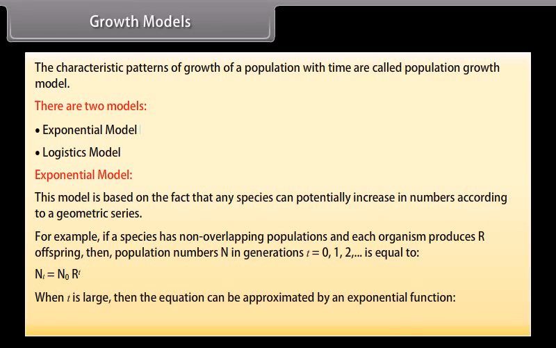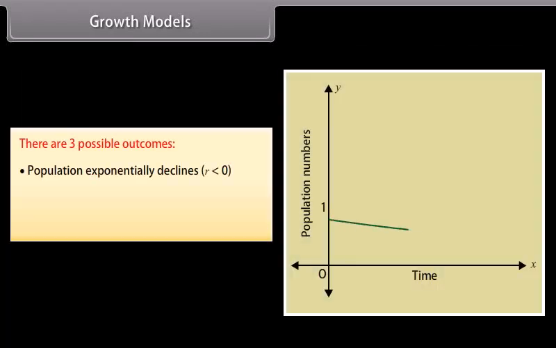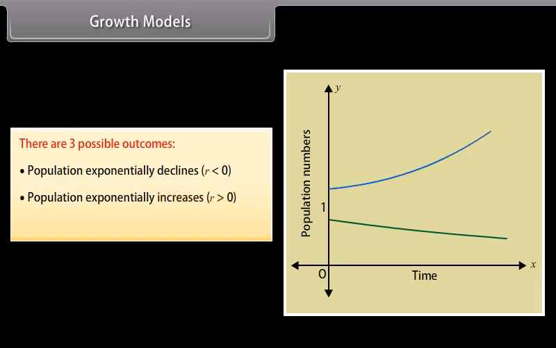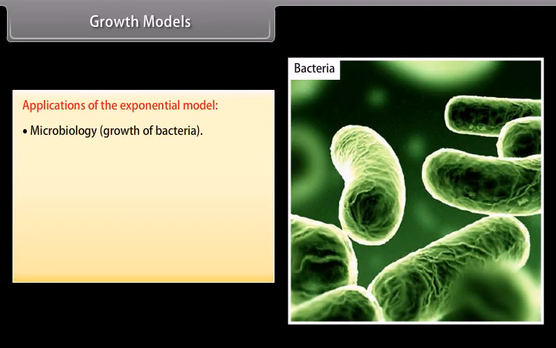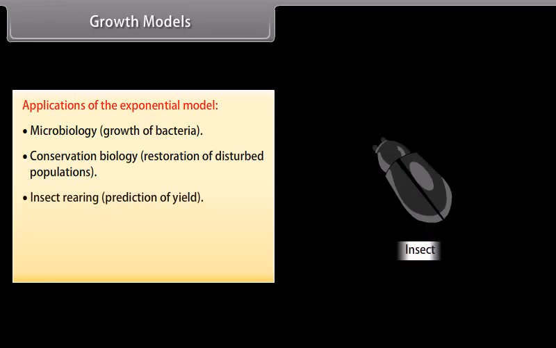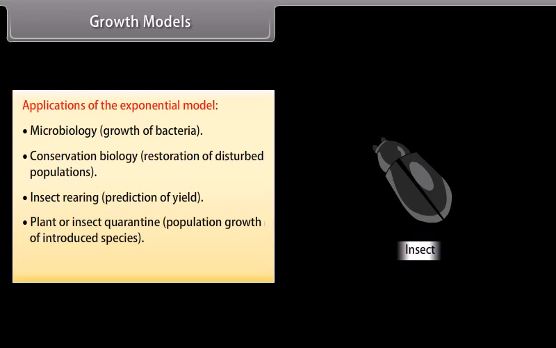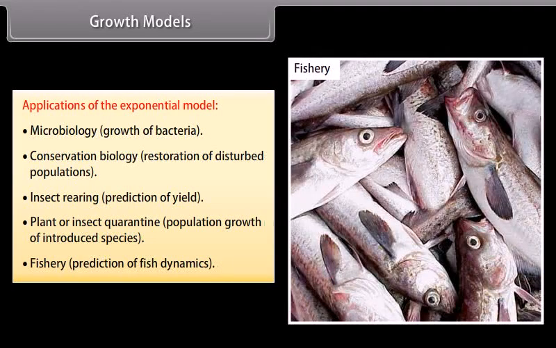When t is large, then the equation can be approximated by an exponential function: Nt equals N0 e^(rt). There are three possible outcomes: population exponentially declines, population exponentially increases, population does not change. Applications of the exponential model: microbiology, growth of bacteria; conservation biology, restoration of disturbed populations; insect rearing, prediction of yield; plant or insect quarantine, population growth of introduced species; fishery, prediction of fish dynamics.